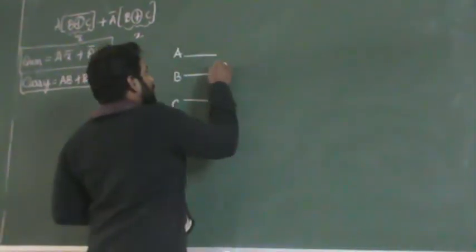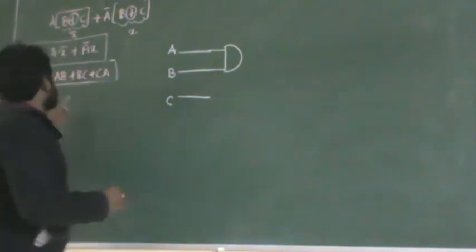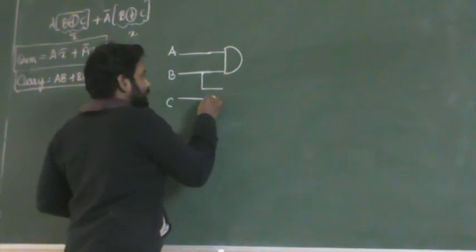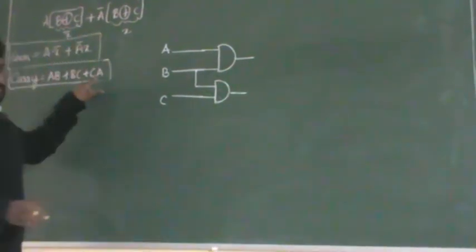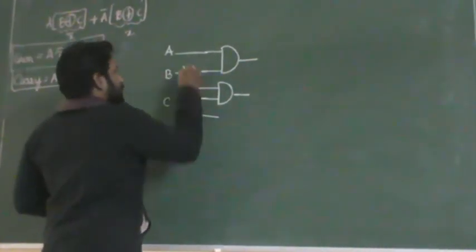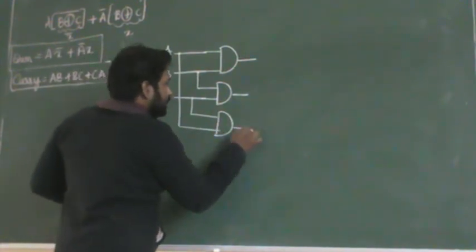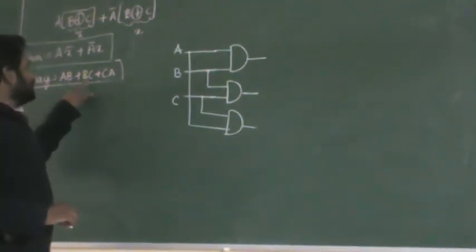So A into B. First is A into B, so I am taking 1 AND gate. Next is B into C. You can take it here itself. So this is B into C. Next is C into A. So this is C and this is A. So this is the expression, and this is the circuit diagram for these 3 terms.